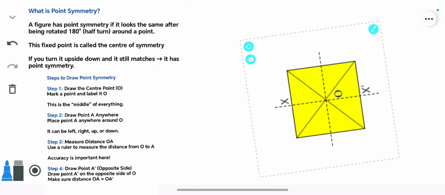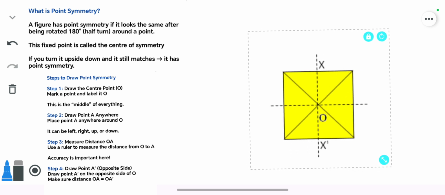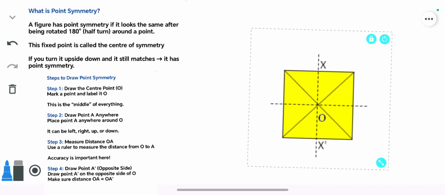We go 1, 2, 3, 4, 5, and boom, it still looks the same. Well, this is called point symmetry, and for this video I will show you how to draw point symmetry step by step in the easiest way possible.